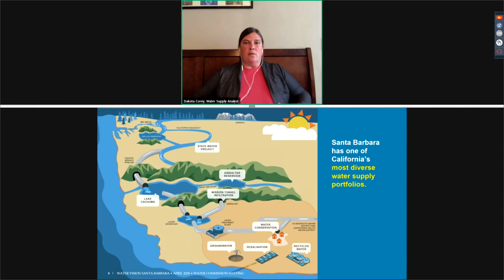This is just more of an overview of the process. As I mentioned before, we have one of the most diverse water supply portfolios in the state, with 8 different water supply sources originating both from Northern California and locally in groundwater. Go ahead and move to the next slide.